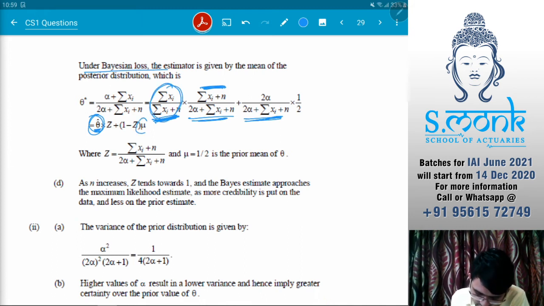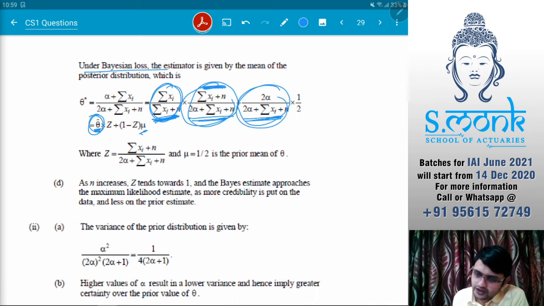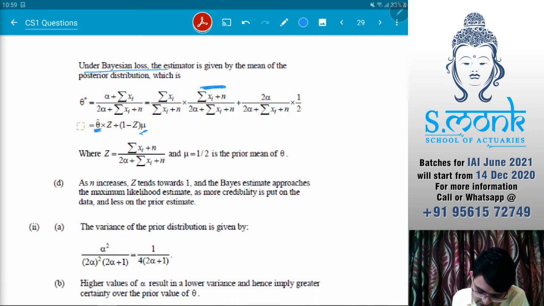Then we wanted mu as half. So if you want half, divide by 2, multiply by 2. That way you get your mu. So this term becomes z. This term becomes 1 minus z. You can check that. So here you would say your credibility factor z is going to be this.